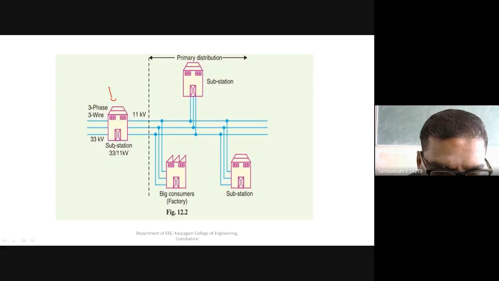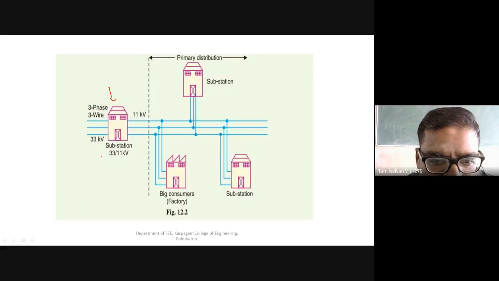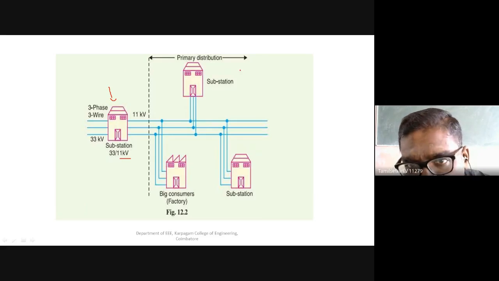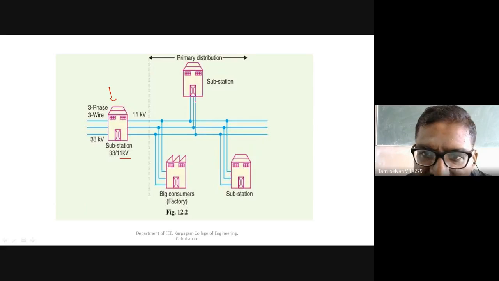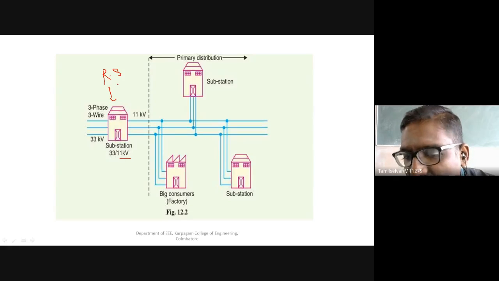Here the input voltage is 33 kilovolt. At the substation it is stepped down to 11 kilovolt, and that 11 kilovolt is distributed. This distribution is called the primary distribution. From here it will be distributed to the various substations. This is your receiving substation, called RS.